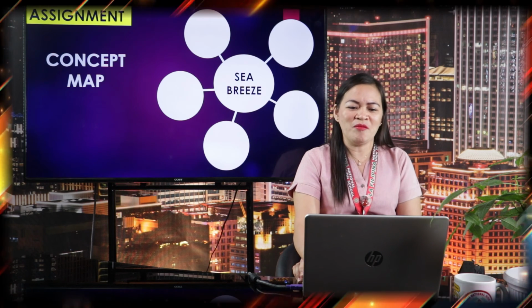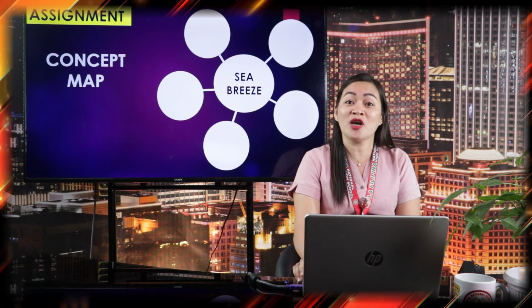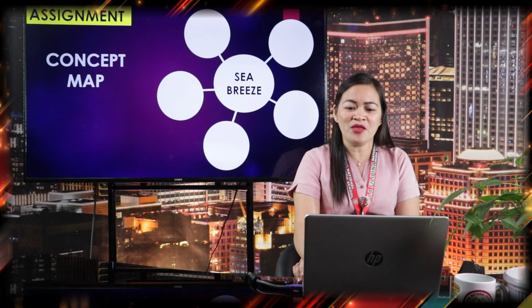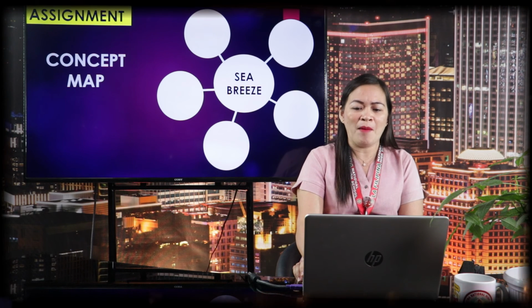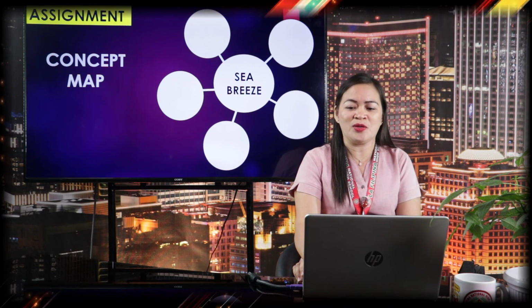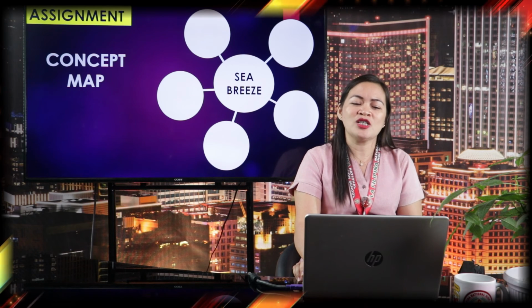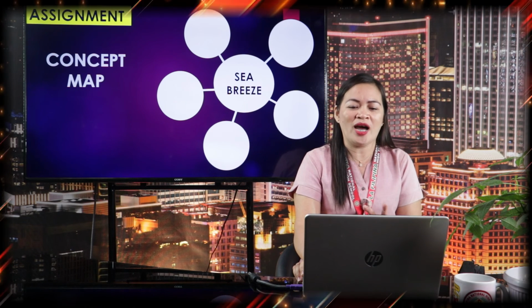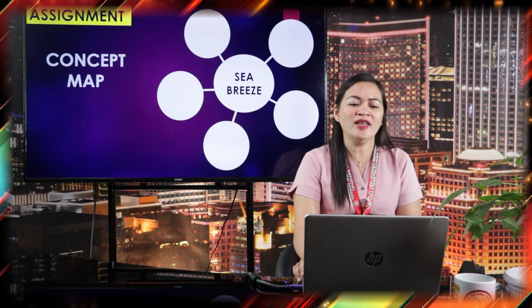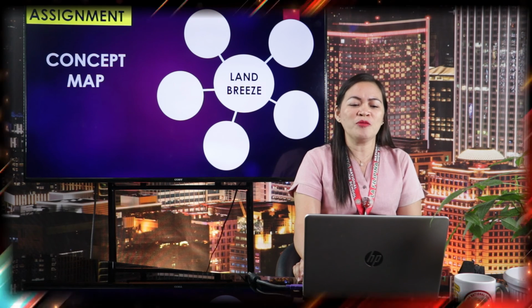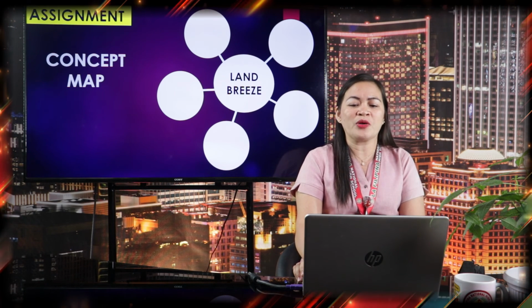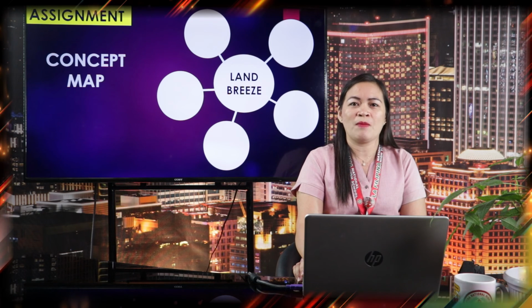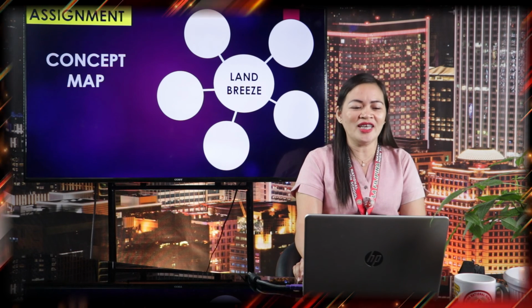For your assignment, you have to answer Module 2, Activity 3 of page 10. You have to complete the concept map by providing words related to sea breeze and land breeze. So the concept map is that. Just look at your module on page 10. And then you have also to make a concept map for land breeze. Submit your output to your respective science teachers. And do not forget the criteria.